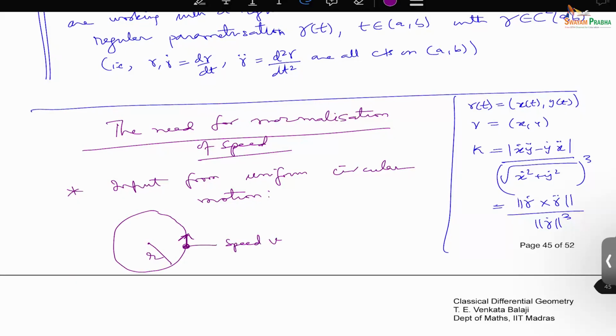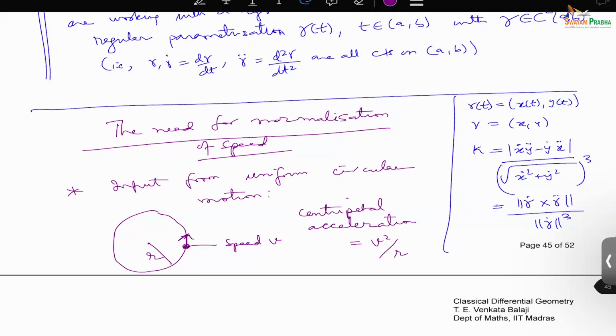Okay. So you all know that to sustain this motion there is a centripetal acceleration, and that is given by v squared over r. Centripetal acceleration is equal to v squared over r. And this is something that you learn in basic physics.